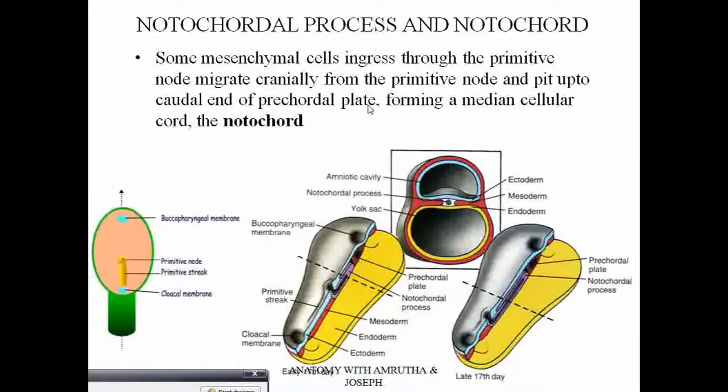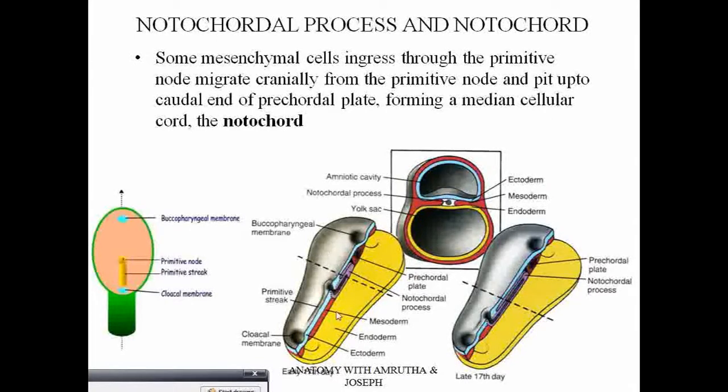Now another thing that is developing here is notochord. So how is the notochord developing here? Some mesenchymal cells ingress through the primitive node, migrate cranially from the primitive node up to the caudal end of the precaudal plate, forming a median cellular cord called notochord.